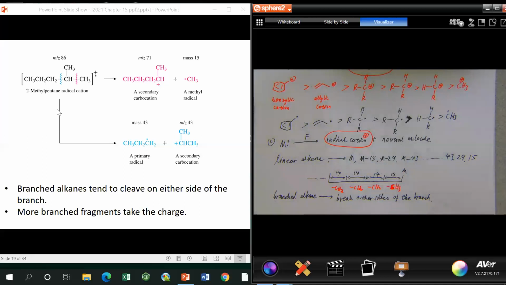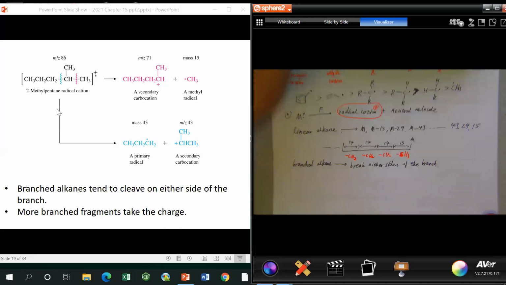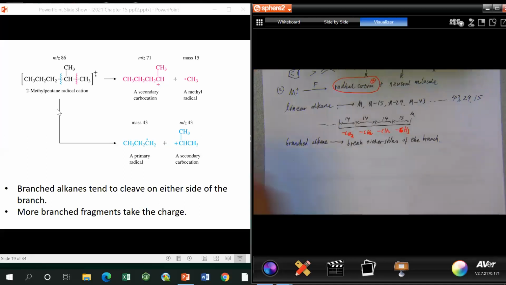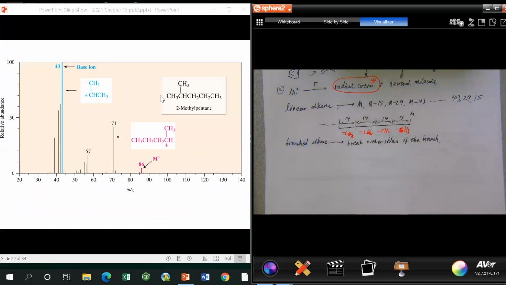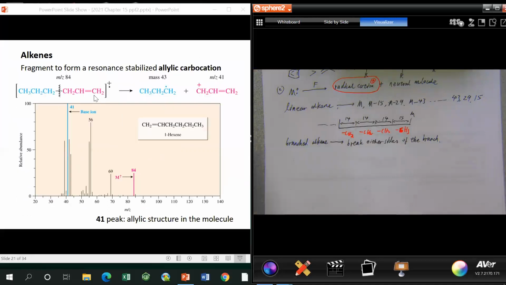All right, next case, so we move to the alkene. Here's one example, a branched alkene, 2-methylpentene. You can see the two highest peaks correspond to the breakup on either side of the branch, and the more branched fragment takes the charge. So 71 and 43.